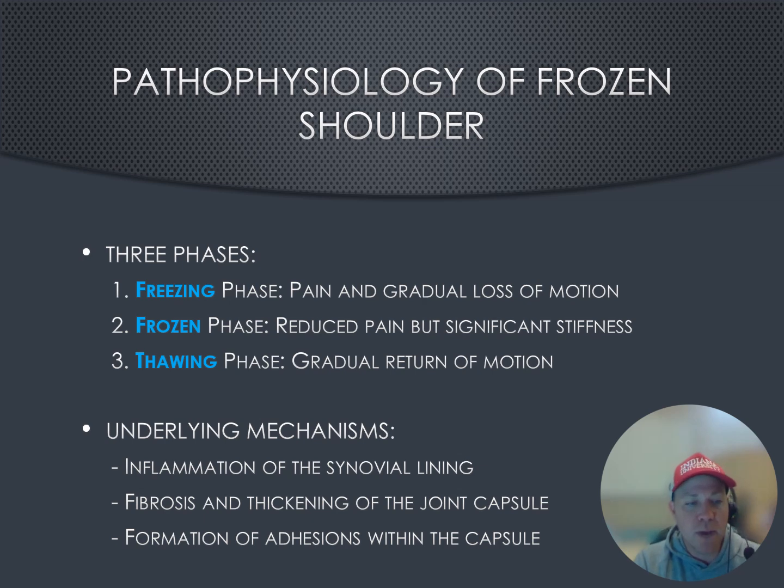And underlying mechanisms, we have inflammation of the synovial lining of the shoulder joint itself. There's fibrosis and thickening of the joint capsule. And we have adhesions that get developed within the capsule itself.